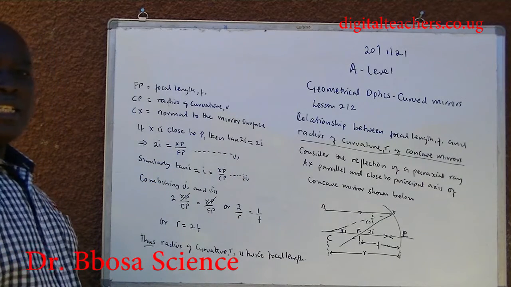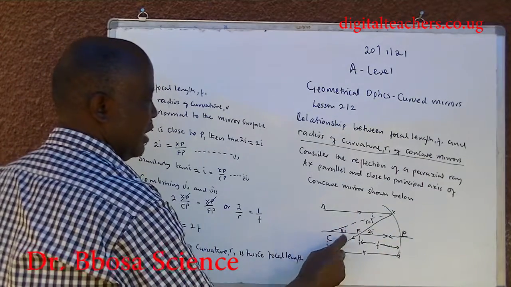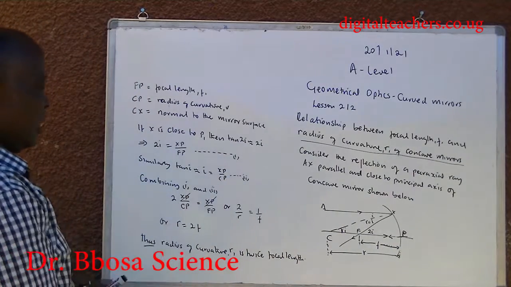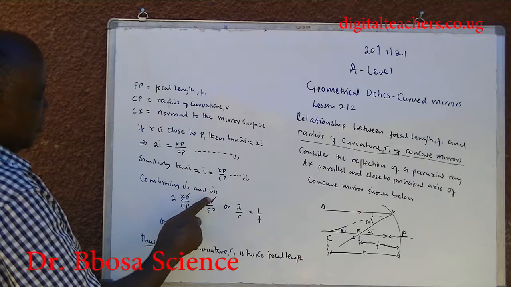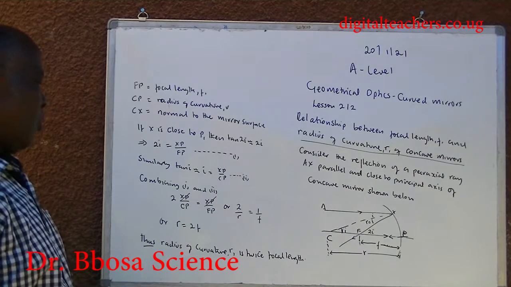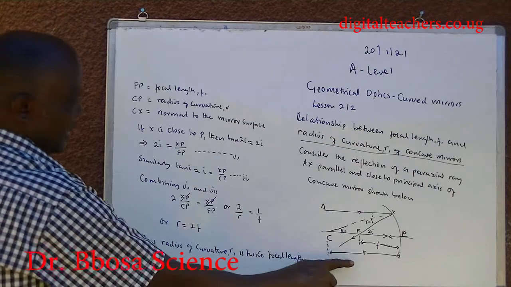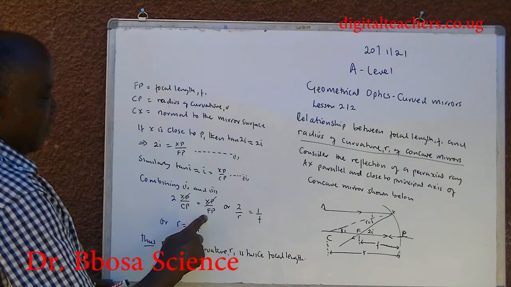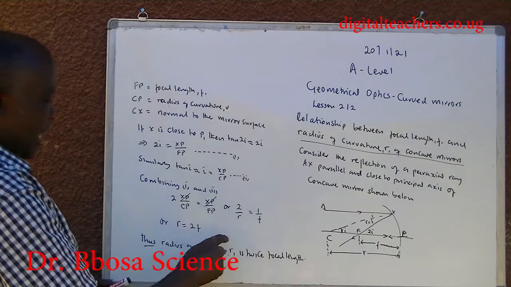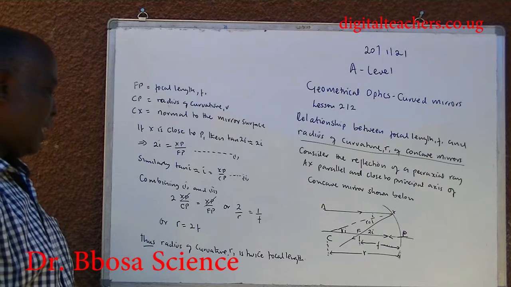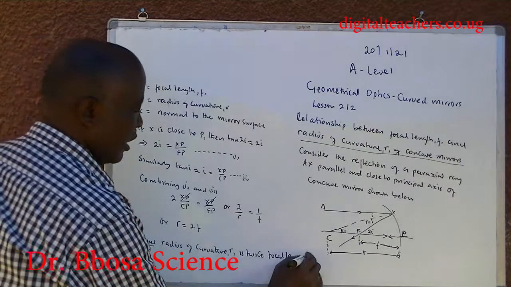Similarly, tan I is small, is approximately equal to I, and is equal to XP over CP. Substituting equation 2 in 1, 2XP over CP is the same as XP over FP. If we cross out XP on either side, then 2 over CP, but CP is R, is the same as 1 over FP, but FP is the same as focal length F. Cross multiplying, R is equal to 2F. Thus, the radius of curvature R is twice the focal length F.